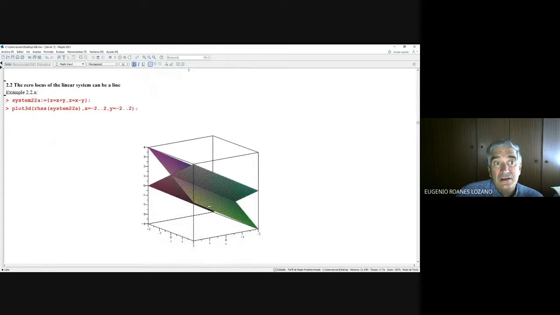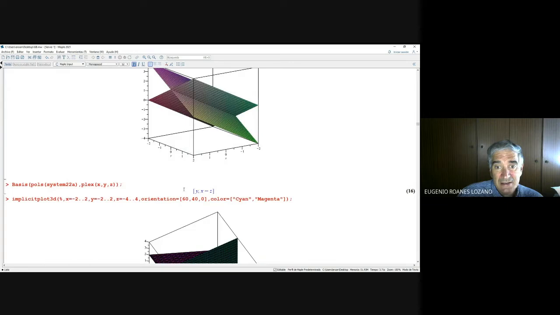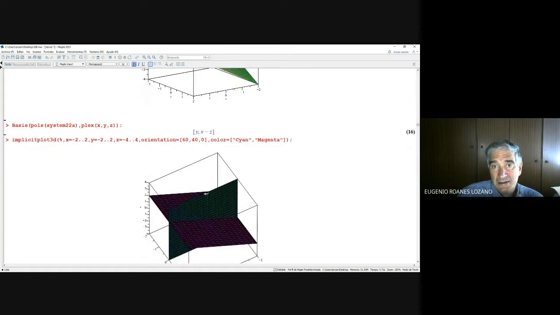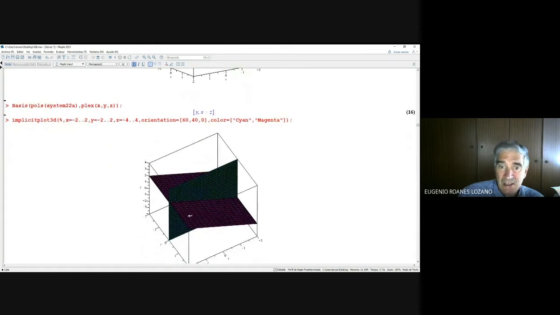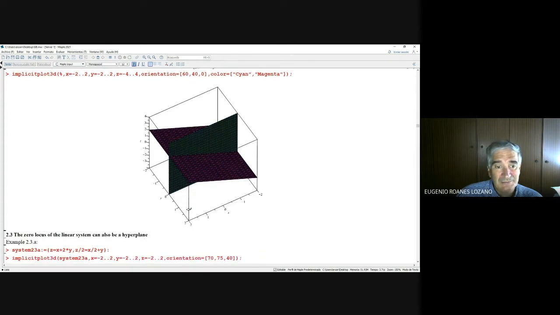The zero locus of the system can also be a line. For instance, it can be the intersection of 2 planes. And again, what the Gröbner basis does is to provide a couple of planes simpler than those given. In this case, one of them is vertical. The other one cannot be vertical, as the intersection line is not parallel to any of the coordinate axes.